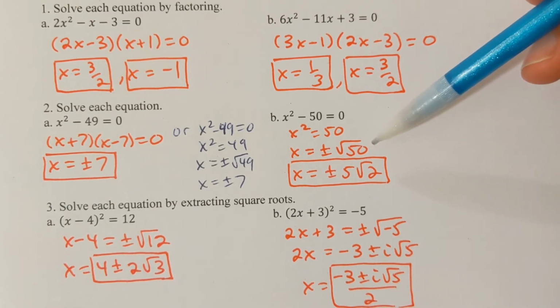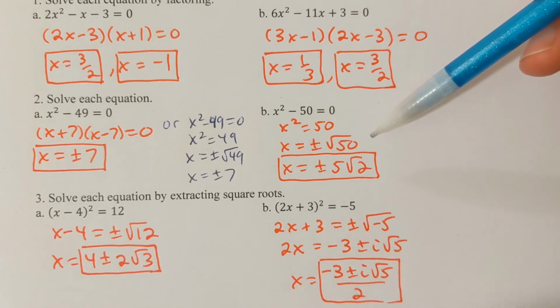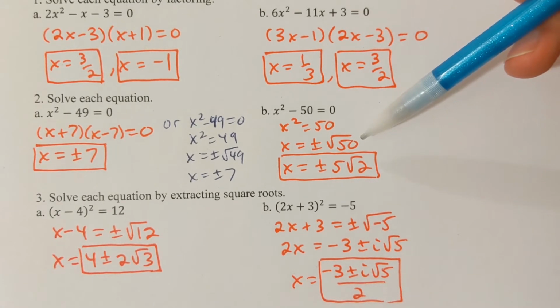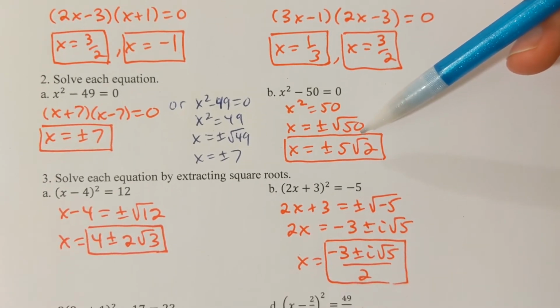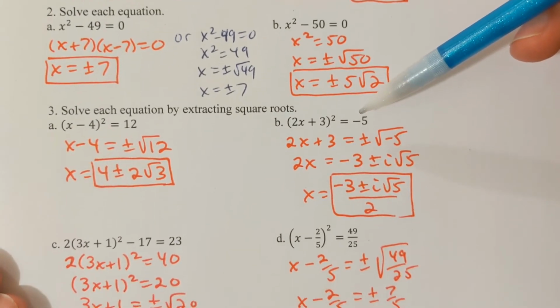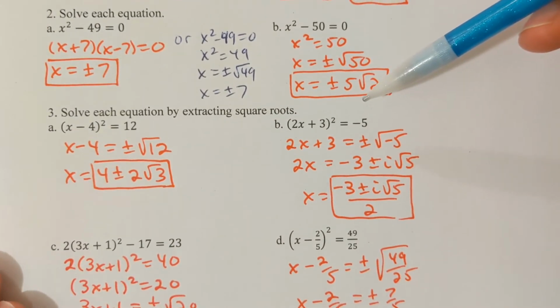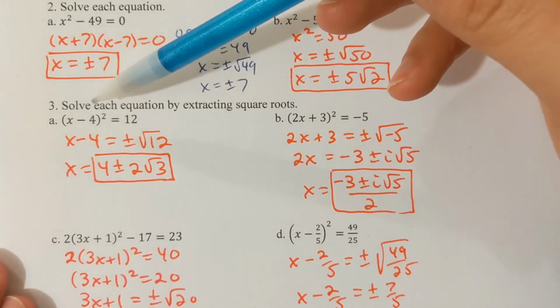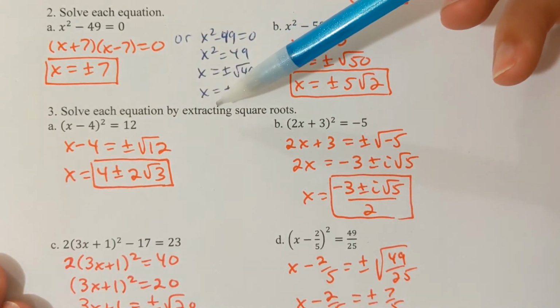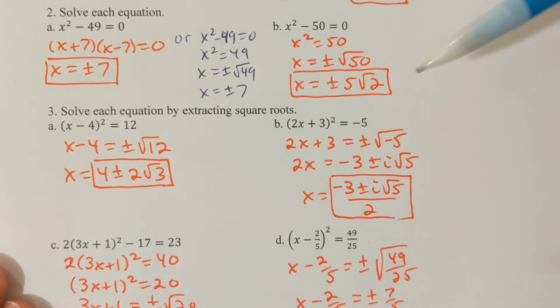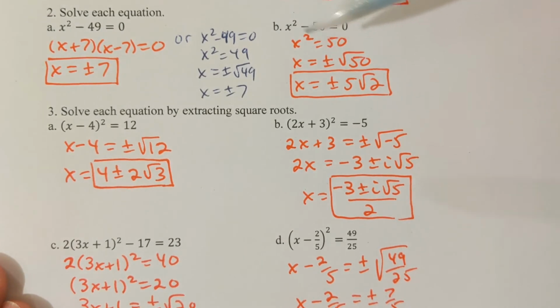Of course, pay attention to any simplifying that would be there. If the radical breaks down, go ahead and break it down. Simplify as far as you can go with all this stuff. So let's look at some more solving equations by extracting the square roots, or just by using the square root property.